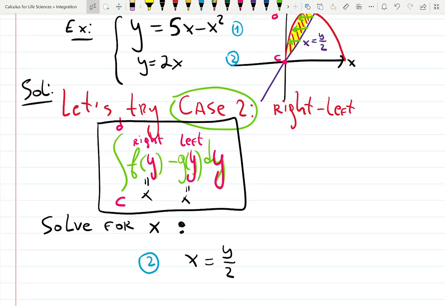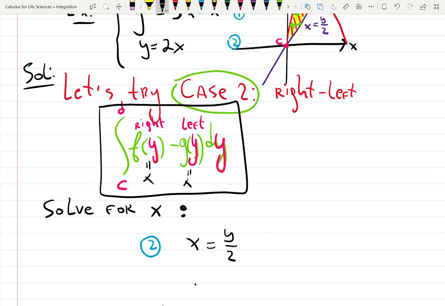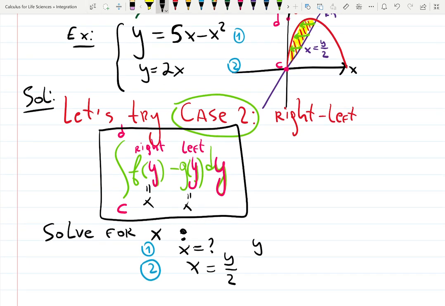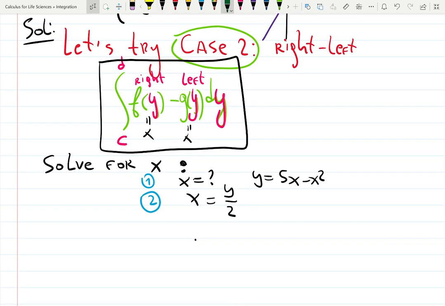Now, how about x? Can we solve for x or not? On case 1? And that is the problem. What is happening with equation number 1? Can we even solve for x from the parabola y equals 5x minus x squared? And the answer is no. And this is how you know you're not supposed to do it this way. So graphically, you can do it from right to left. Practically, you cannot. You cannot solve for x in real numbers. In complex you can, but for real you cannot.